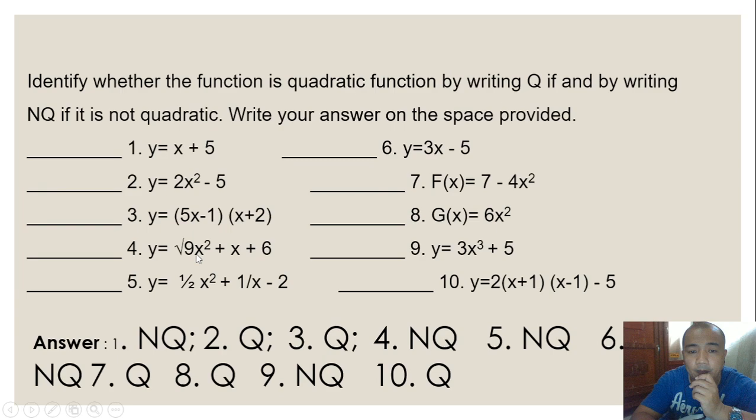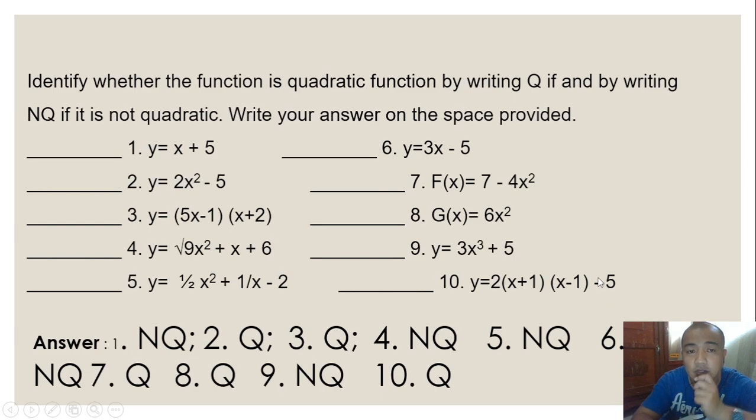Number 4, not quadratic because it involves a radical sign. How about number 5? Not also a quadratic. Okay. Number 6, not also a quadratic, it's a linear function. 7, it's a quadratic function. Number 8, it's a quadratic function. Number 9, it's not a quadratic function, that's a cubic function. And number 10, it's a quadratic function.